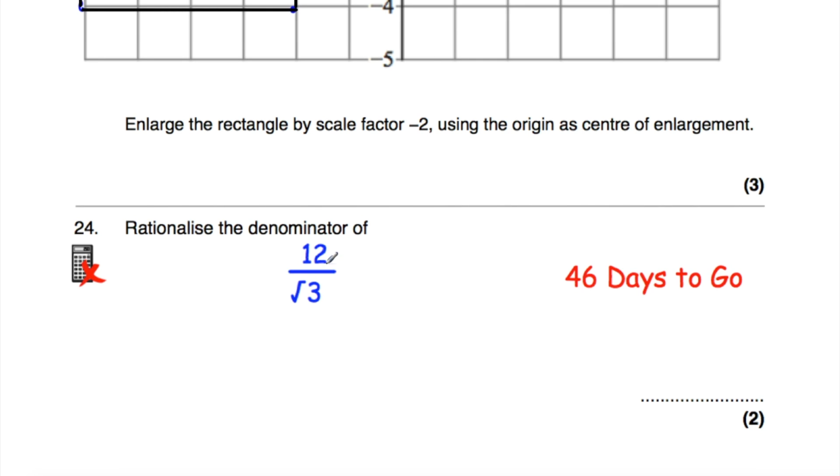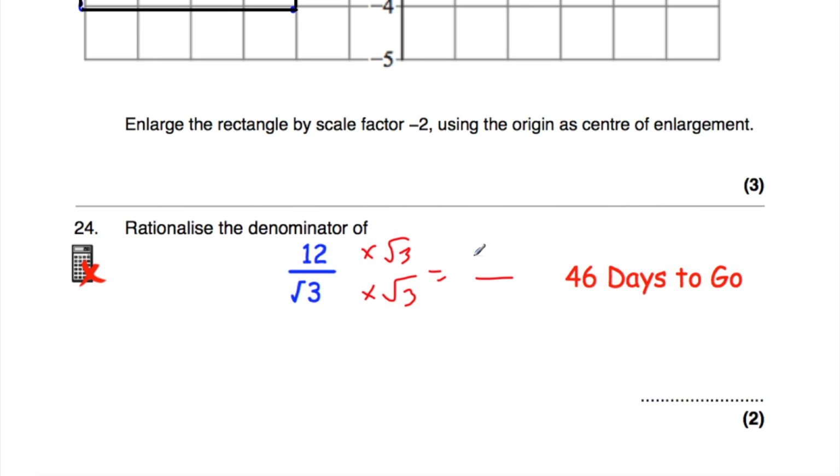We've been asked to rationalise the denominator of 12 over root 3. So to rationalise the denominator, we want to get rid of this root 3 on the denominator. And remember that if we multiply a root by itself, so if we do root 3 times root 3, that's equal to 3. So if we multiply both the numerator and the denominator by root 3, we'll rationalise that denominator.